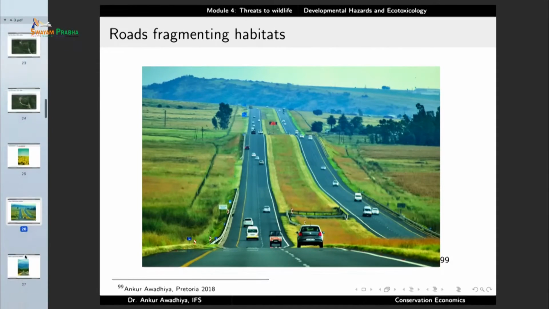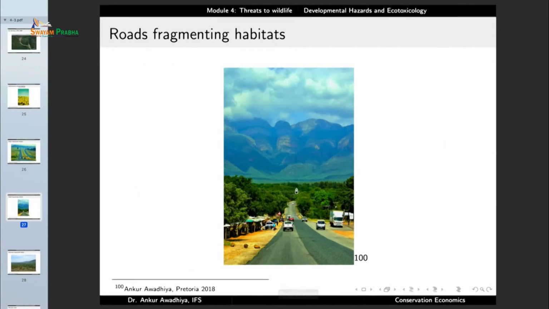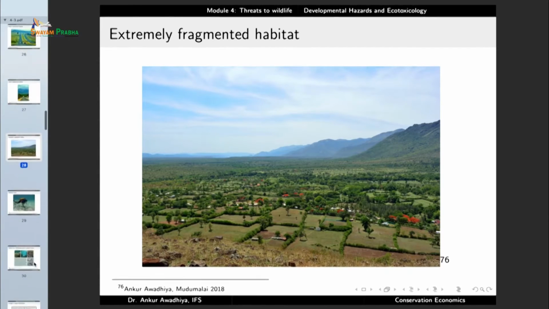We are also observing a large amount of fragmentation of habitats. So there is this road, you have forest on both sides. If the animals want to cross from here to there, they are unable to do that because there is a road in between. If the animal tries to cross, it may get hit. And this extreme fragmentation of habitats is also another hazard of unsustainable economic growth.